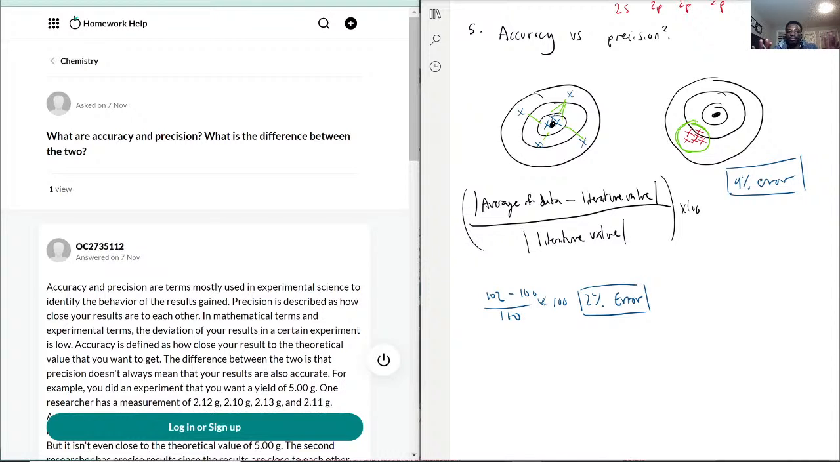Now, precision is a little more complicated to calculate because you need a little bit of statistics, but it's actually found by the standard deviation. Unfortunately, I do not remember the standard deviation formula off the top of my head, but the goal is, in a sense, to see how much your data varies within itself.